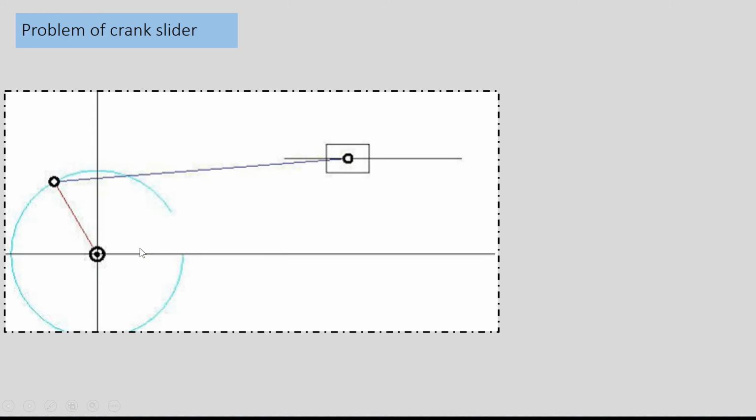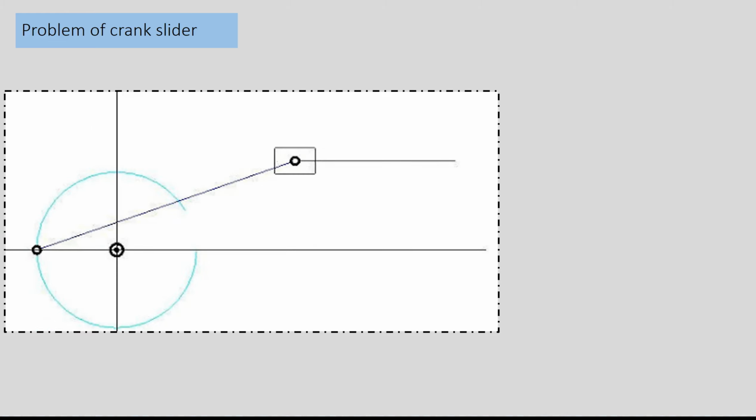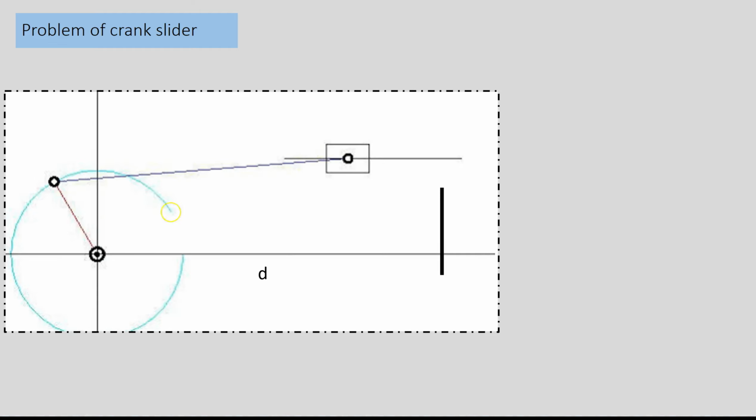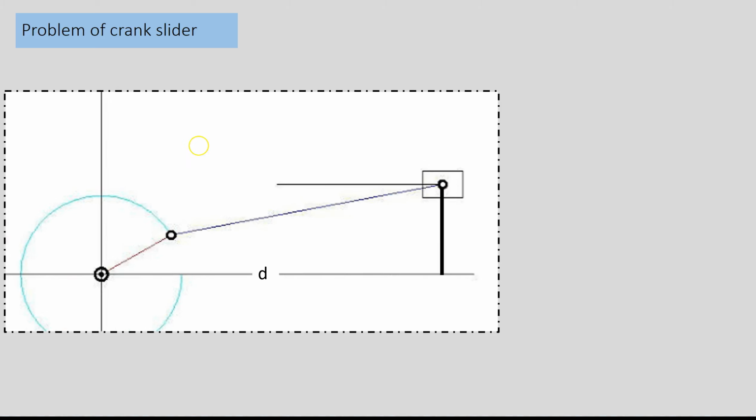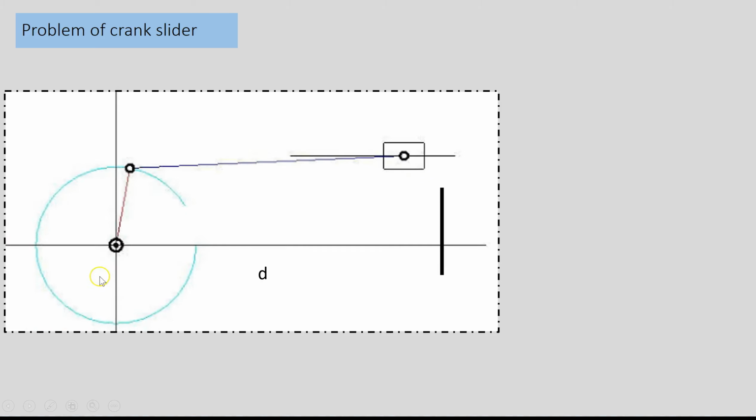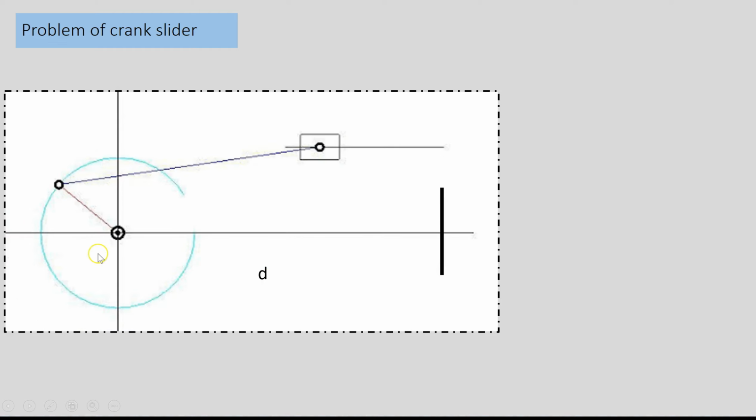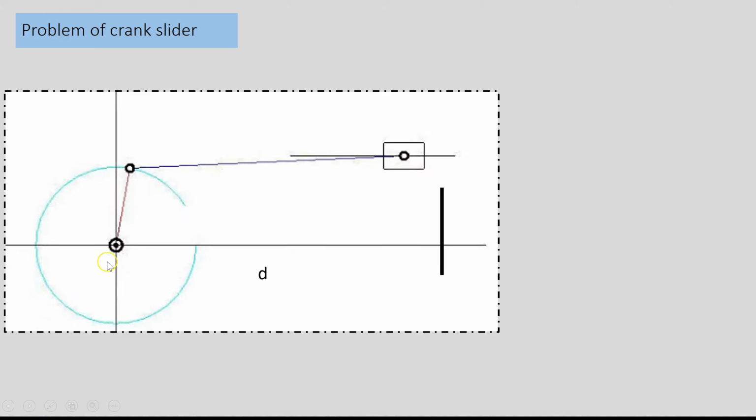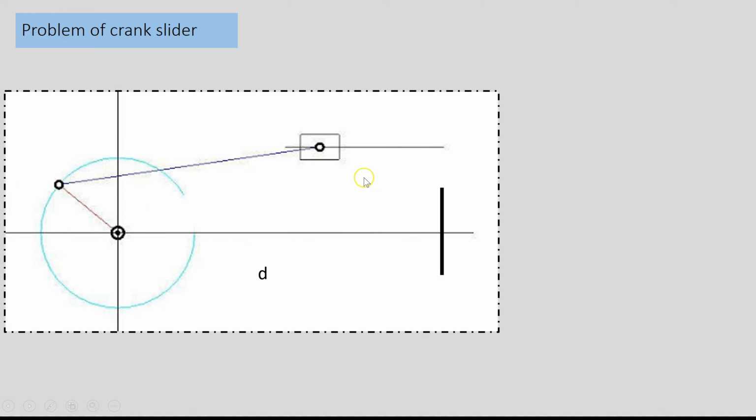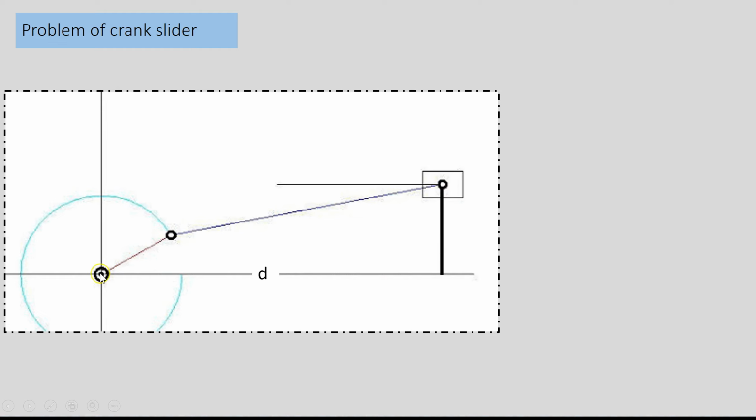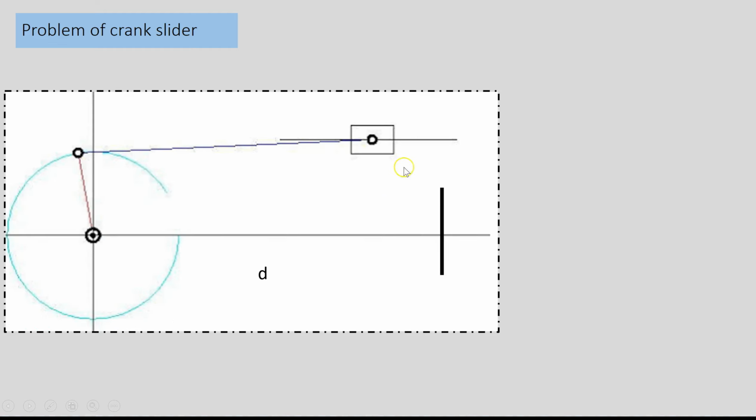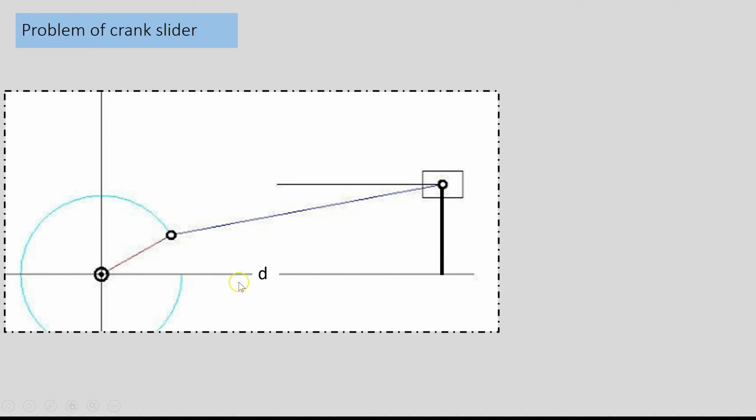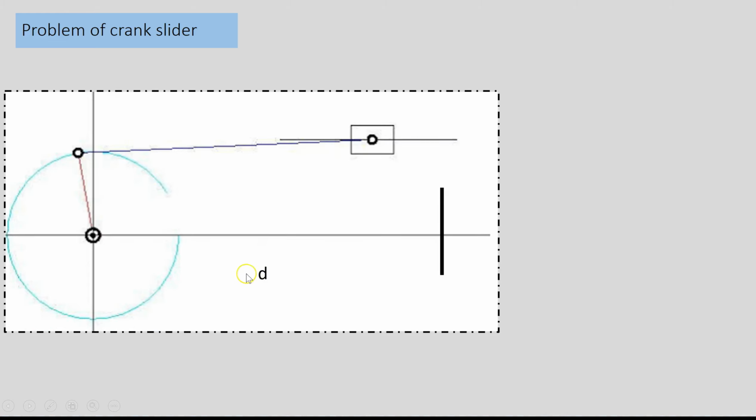If we want to recap the general link names, this is D, which is the distance between the fixed point of the pin joint where the input link or crank is connected, and the center of the slider. The distance between the fixed point and the center of the slider we call the slider distance, which we denote as D.